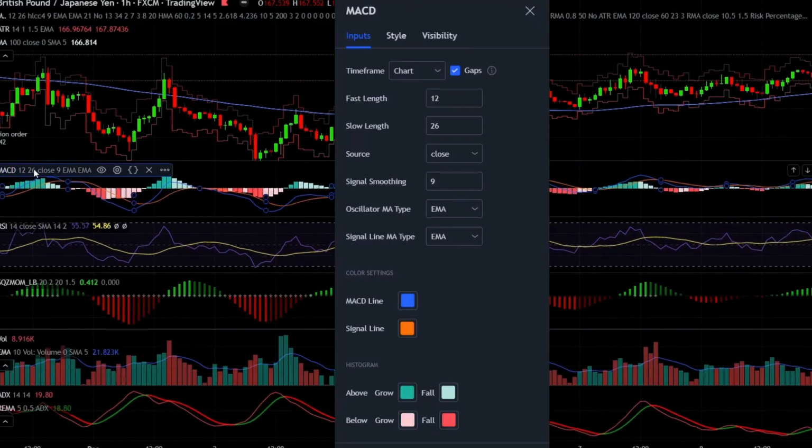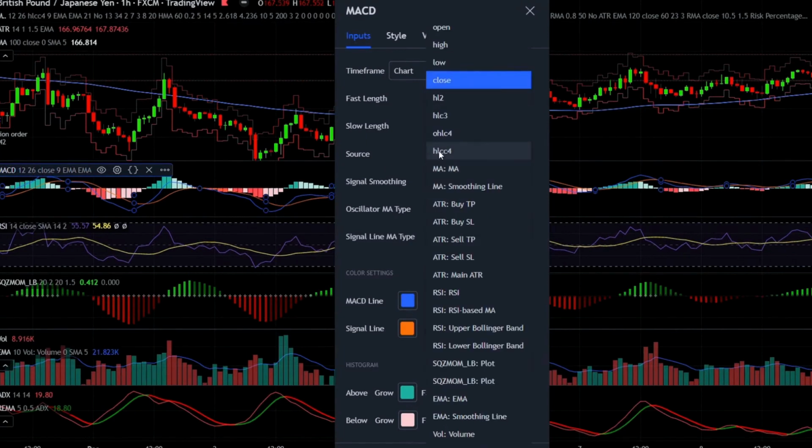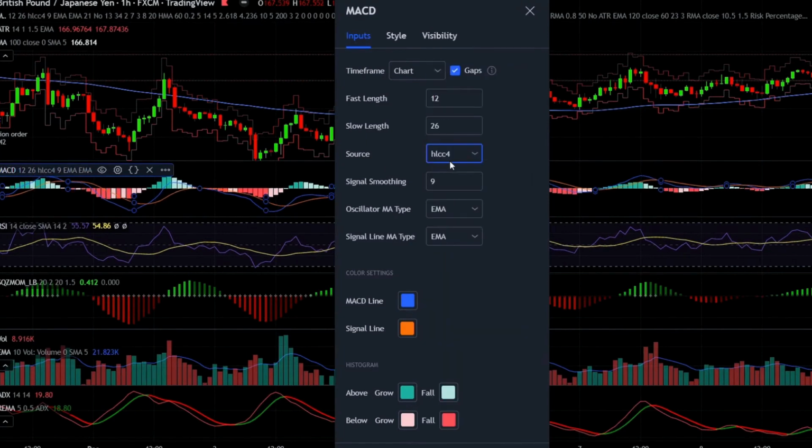Moving on, open up the MACD settings and we are changing only one thing, the source of the MACD, which will be HLCC4. This will give you a smoother MACD line, therefore avoid some of the fake crosses.